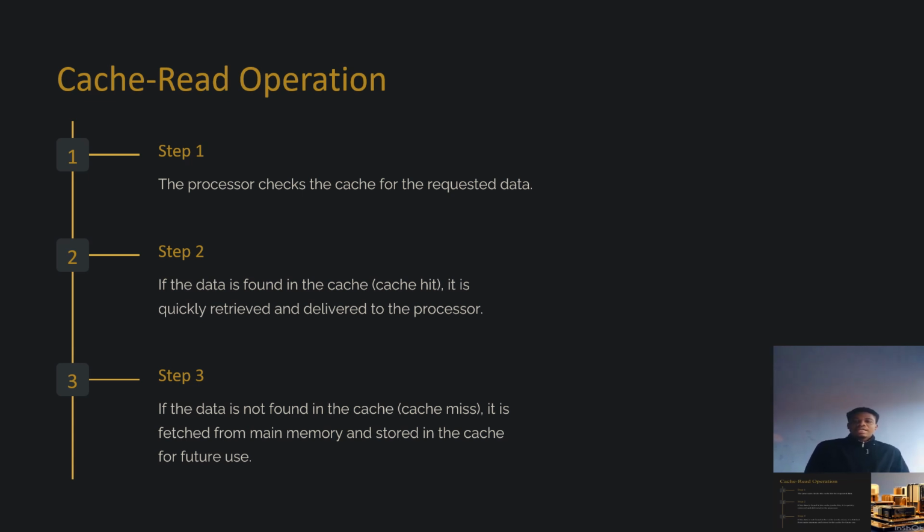In summary, the cache read operation is important because it helps the CPU access data quickly by storing frequently used data in the cache. This process improves the overall performance of the computer system by reducing the time it takes to access the data.